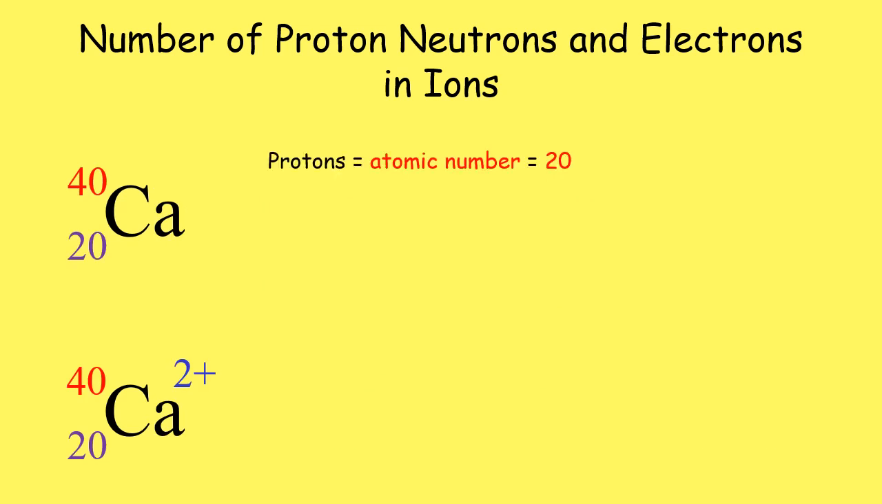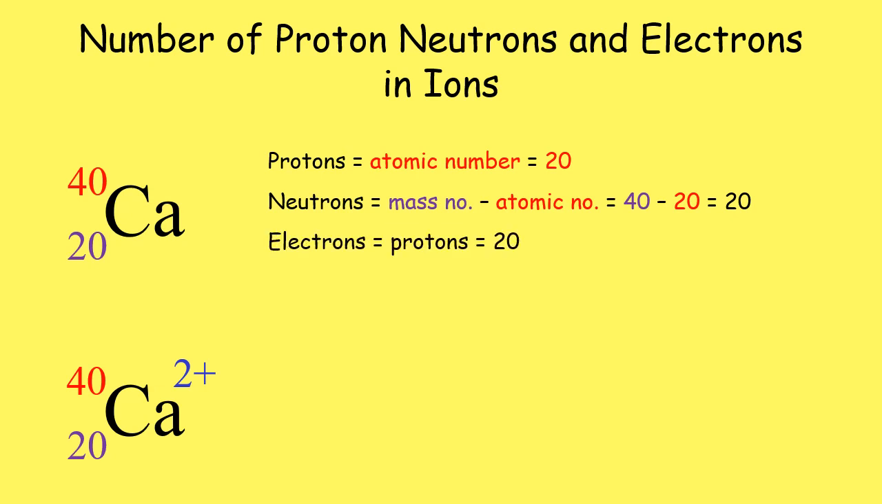So calcium, as an atom, its proton number, number of protons, is equal to the atomic number, which is 20. Neutrons, the mass number minus the atomic number, which is 40 minus 20, which gives us 20. And because there's no charge written in the top right-hand side, we know that the number of electrons equals the number of protons, which is 20. And we have an electron arrangement of 2, 8, 8, 2.